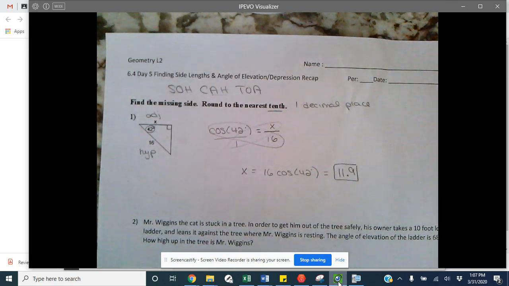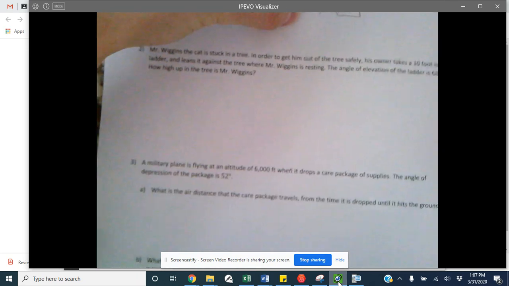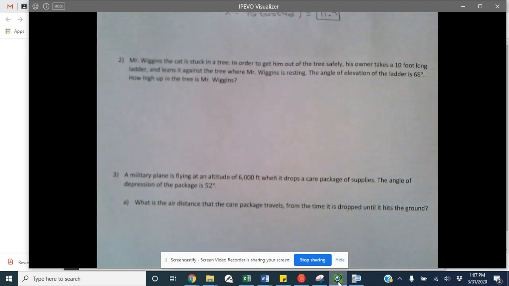All right. Next problem. We have Mr. Wiggins the cat, and he is stuck in a tree. In order to get him out of the tree safely, his owner takes a 10-foot long ladder and leans it against the tree where Mr. Wiggins is resting. The angle of elevation of the ladder is 68 degrees. How high up in the tree is Mr. Wiggins? So first, let's start by drawing a picture.